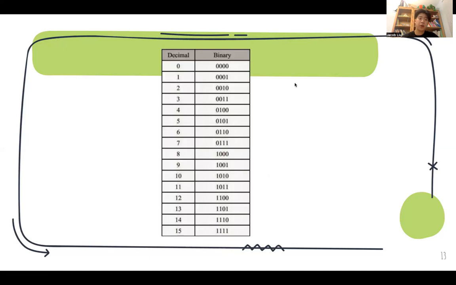And to end off this video, you can check out this chart, and this chart will help you a lot in the future when you're converting or when you're adding, subtracting, and all of those things. So this just goes through all of the binary numbers up to 4 bits and their decimal equivalents.